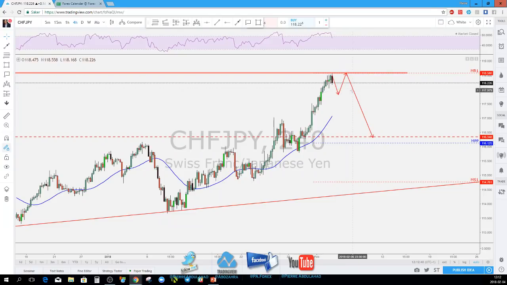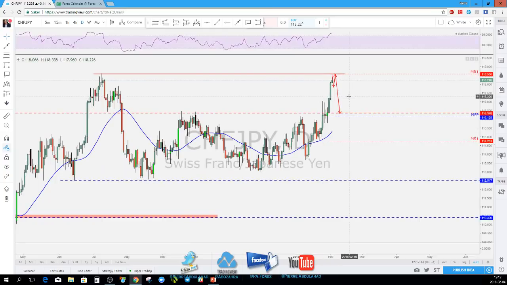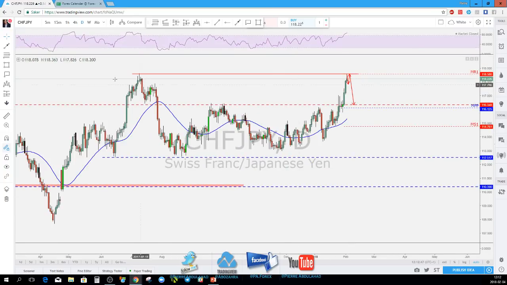Don't rush in to short it. You want to wait for a clear signal first, but as for now, we do have a very important level that may hold as resistance for this time. Okay.